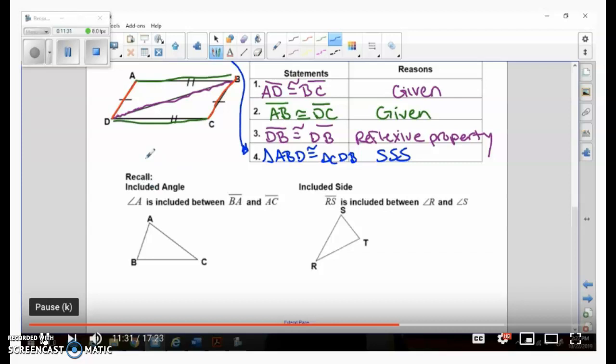Okay, let's recall some terminology while we're sitting here. So an included angle, when we have two sides, is the angle that basically forms those sides. So A is the included angle between BA and AC. When we're talking about included side, you know that RS is included between those two angles. So we have angle R and angle S.